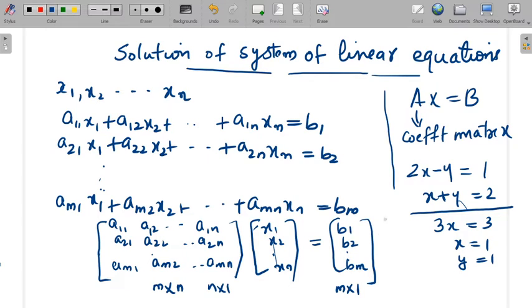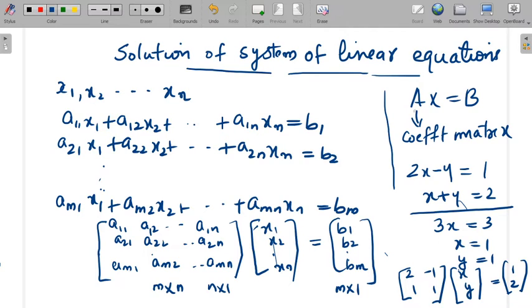So if you write the system in matrix form, you can write this as the matrix 2, minus 1, 1, 1 into x, y equal to 1, 2.